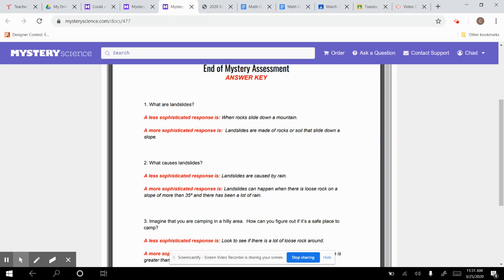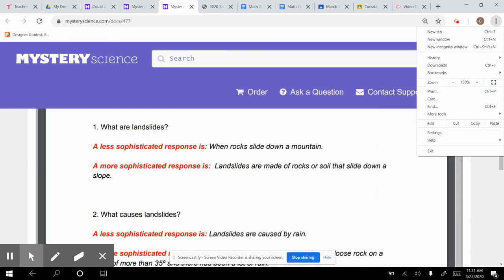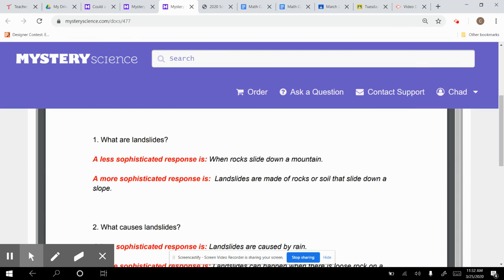Let me zoom in here. Okay, what are landslides? Well, landslides are just when rocks slide down a mountain, but that would be a very simple way of explaining this. So landslides are made of rocks and soil that slide down a slope, right? It doesn't ask what causes it because that is in the next question.